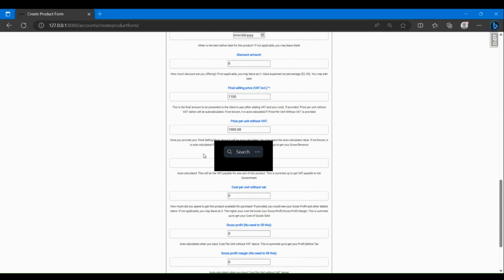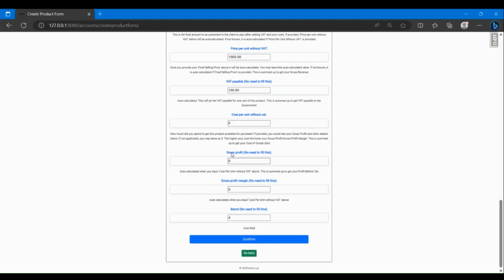Great. Lastly, let's take a look at gross profit and gross profit margin. Remember, the higher your cost, the lower your gross profit and gross profit margin. So, let's assume this product costs you $200. Now, let's input $200 as your cost per unit without VAT. Now, we see that the gross profit of $800 has been automatically filled in and your gross profit margin of 80% has also been filled in.